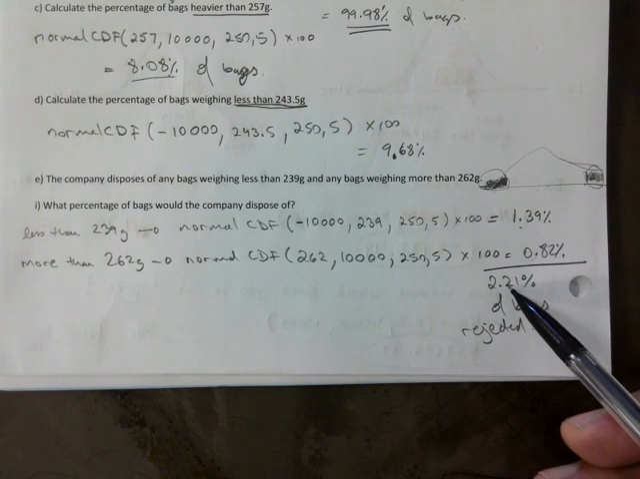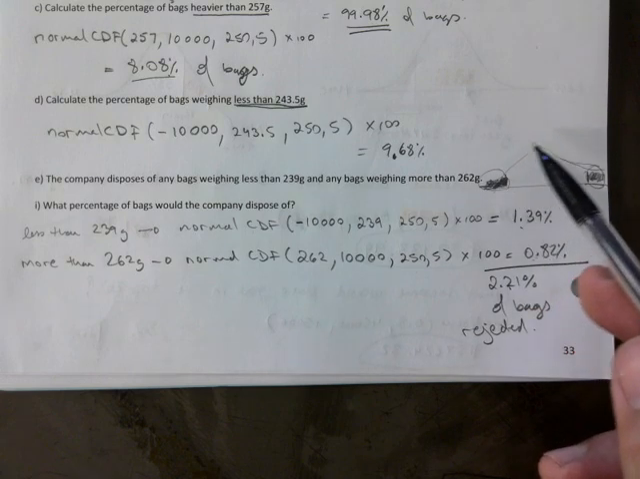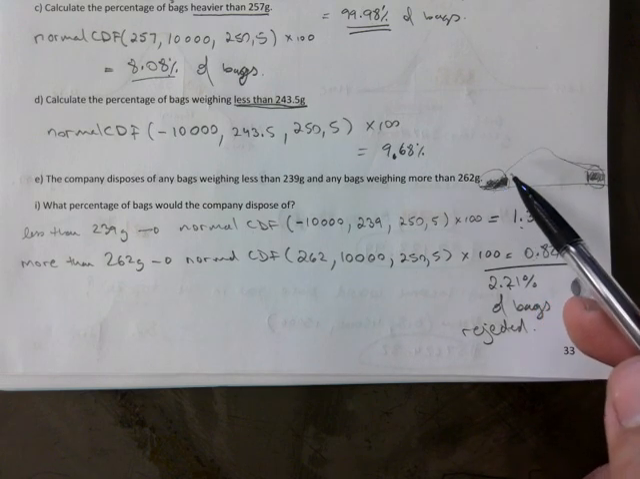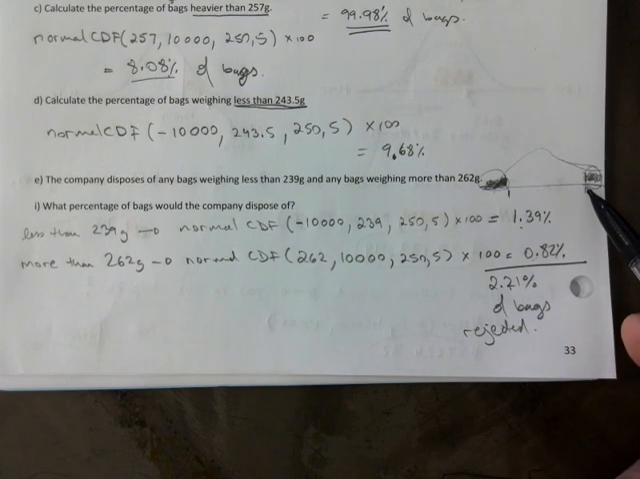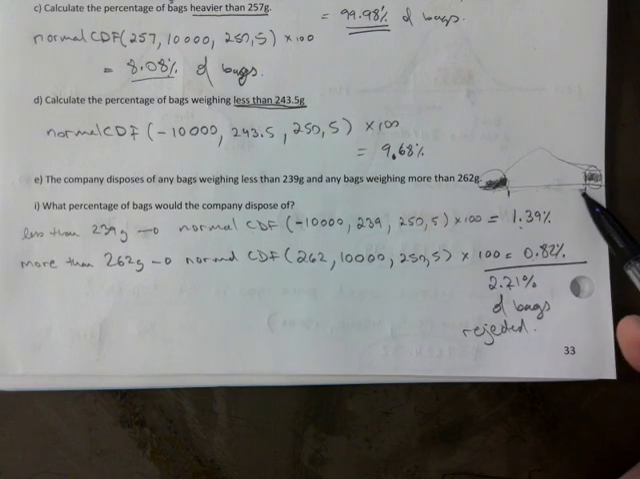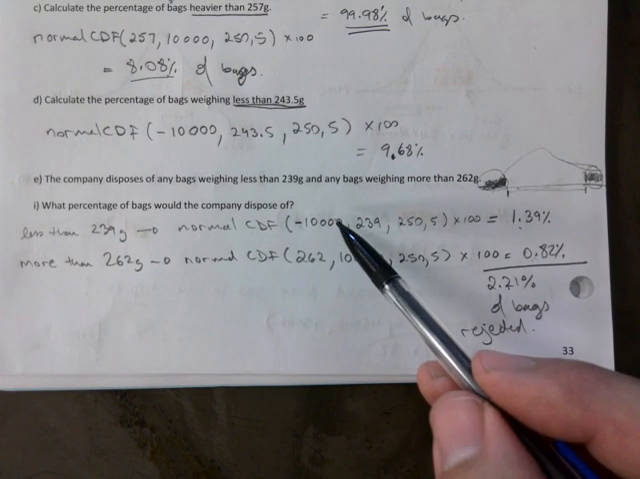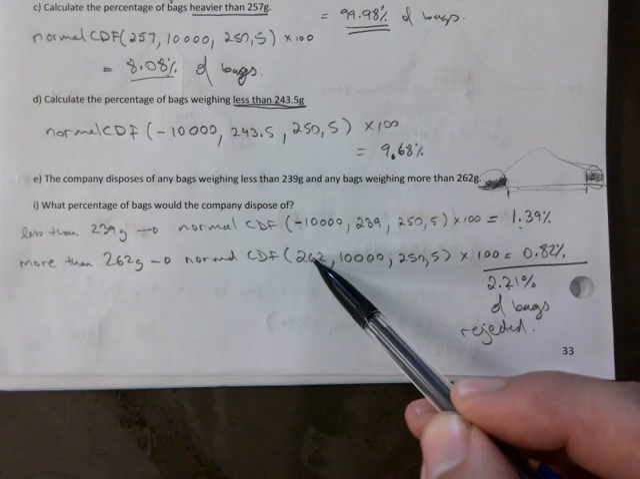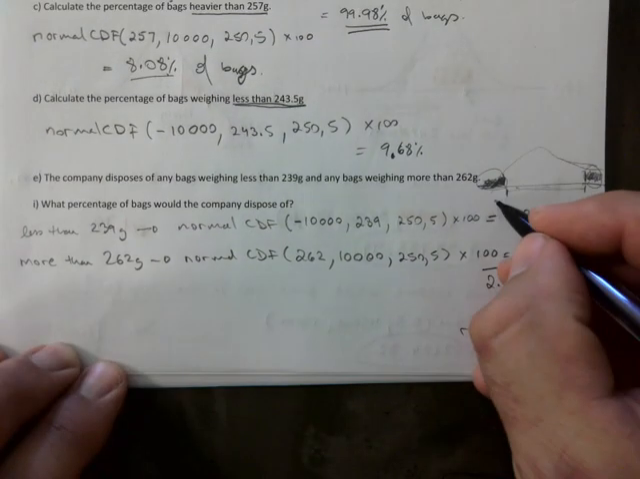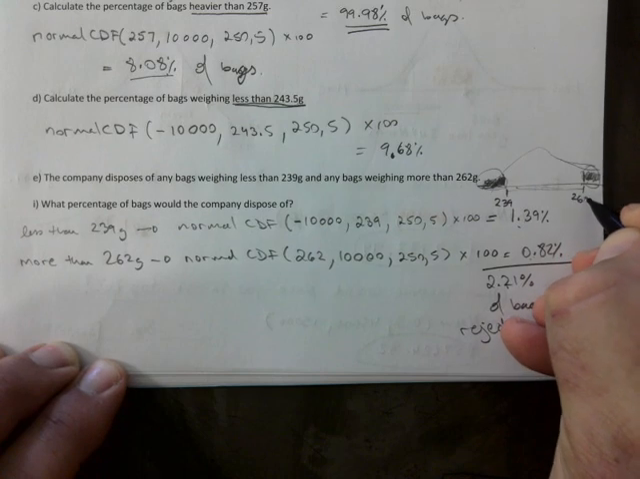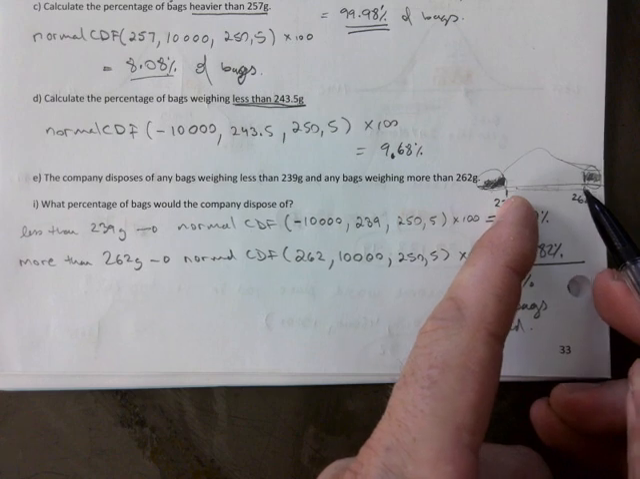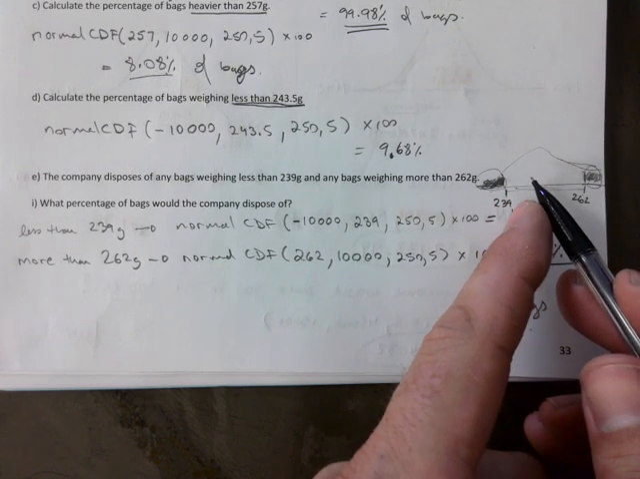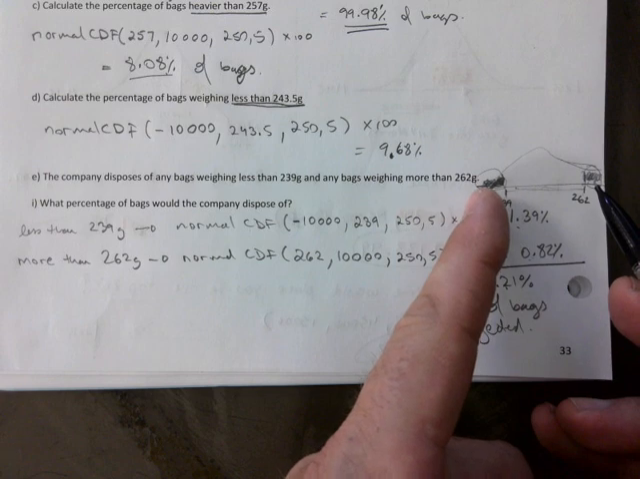What you could have done, are you ready for this on a Monday? You go 100% minus, you use normal CDF to find the percentage of bags that would be between here, right? So you go normal CDF, 239 to 262. I just want you to have a big picture of what we're doing here. You could have figured out this and subtract your answer from 100, which will then leave you with the little outskirts here.